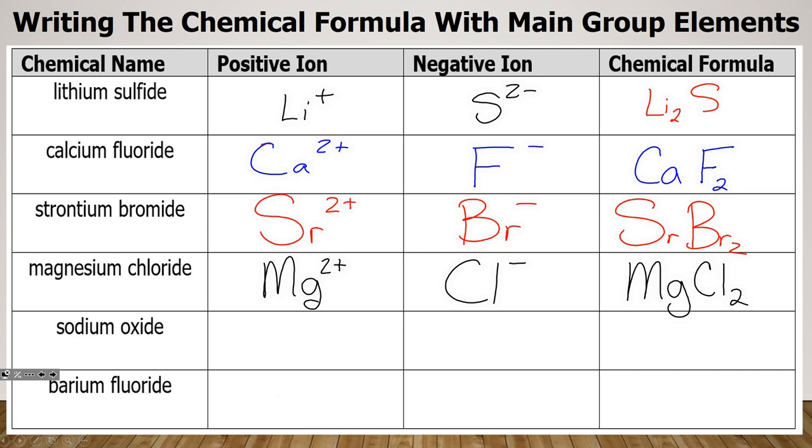So how many of this one do you need? One. Two. You need two positives to balance out two negatives, right? Okay, so then it's Na2. Yeah, but the 2 is down, a subscript. Yep. So, Mg, second column, plus two. And chlorine, minus one, because it's one away from being a noble gas.